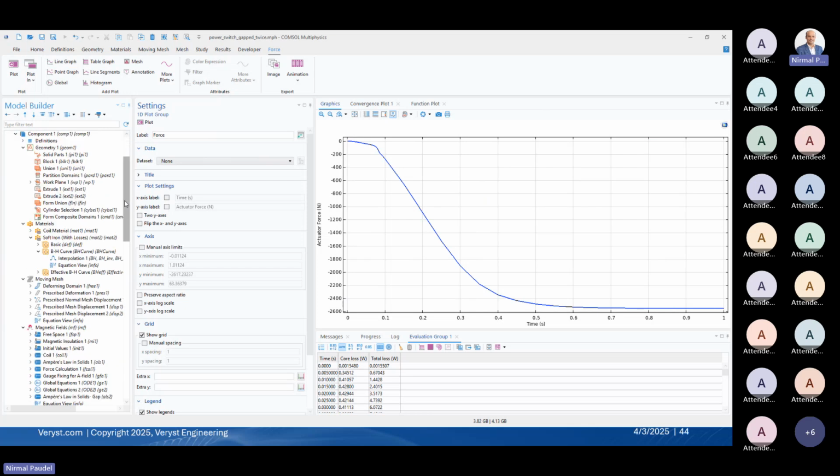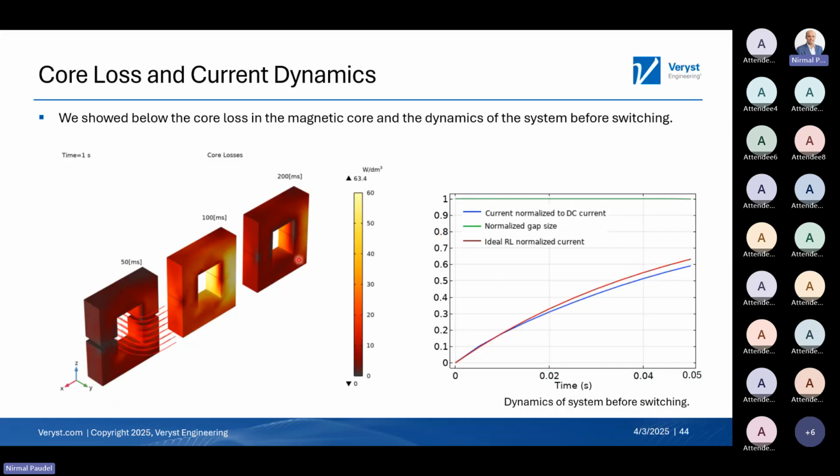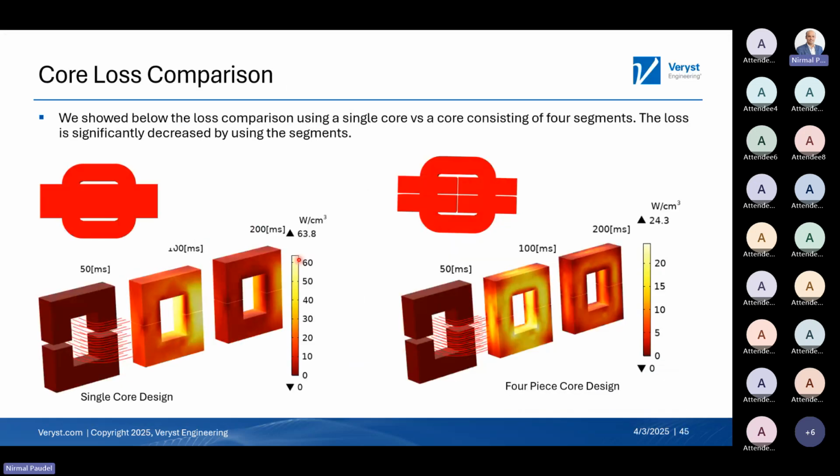So you can do optimization on different parameters, as I showed in the other example earlier. All right, so we have 13 minutes left, so I would like to run a little bit quick here. So, a comparison between the two here.